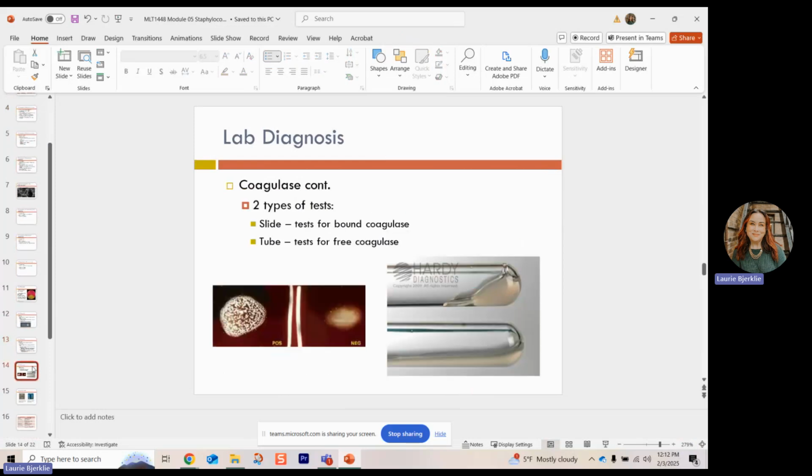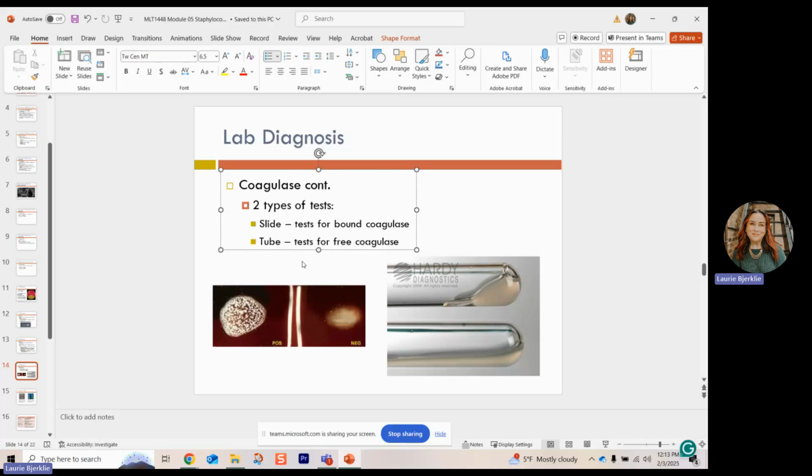So let's take a look at the image here. We have two types of tests. The slide test looks for the bound coagulase. So we see the slide test here. When you take the reagent, you mix in your colony with it and swirl it around on the slide, you will look for agglutination, because of that clumping. So again, it's clumping factor agglutination. It's saying, yep, that clumped up and it formed, and that bound coagulase is here. So that is positive when you see that white agglutination, the clumping there. Negative, it just doesn't change at all.